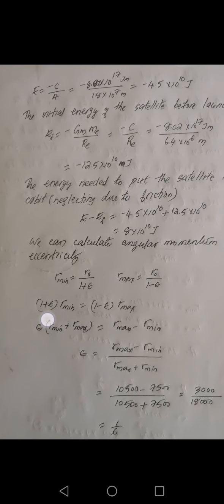Now E is equal to minus C by 2a. Therefore, substituting the values of C and a, C is 8.02 into 10 raised to 17, divided by 1.8 into 10 raised to 7, you will get minus 4.5 into 10 raised to 10 joule. That is the energy. So this much energy is required for the satellite to revolve around the earth in an elliptical orbit.